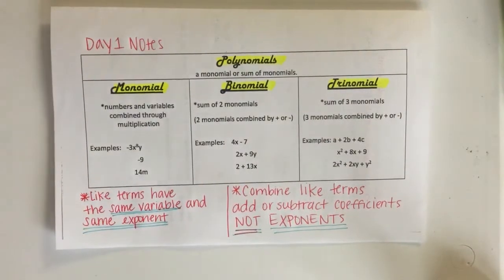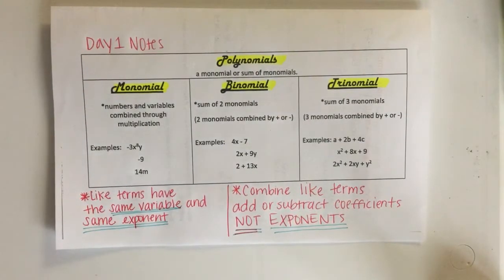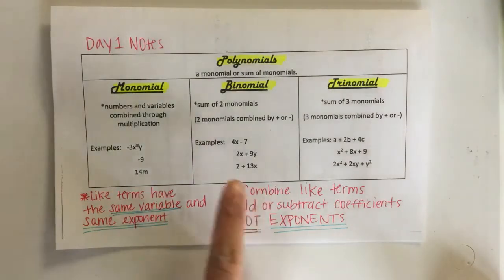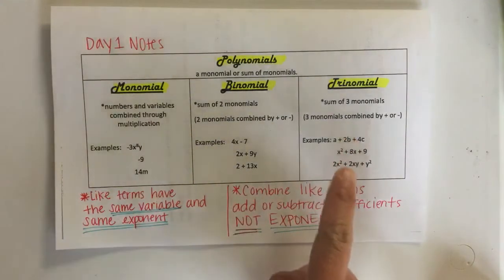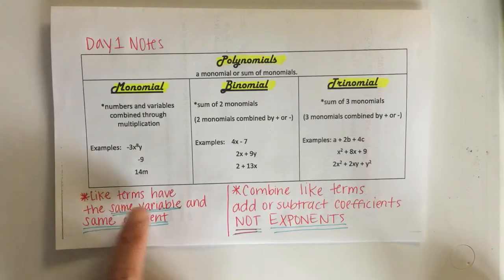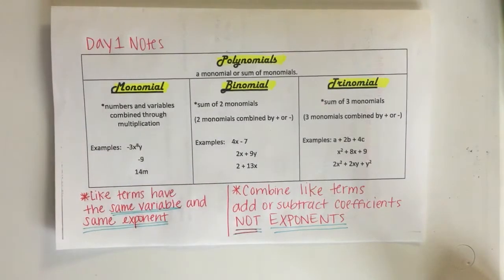Okay, here are the notes for polynomials day 1. A polynomial is a monomial or sum of monomials. A monomial is a single term. Binomials have 2 terms, trinomials have 3 terms, combined by a plus sign or a minus sign. Like terms have the same variable and same exponent. Write that down.